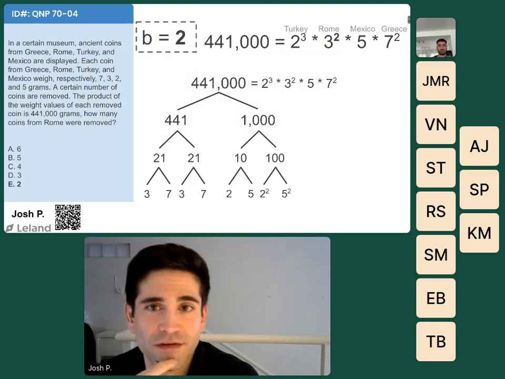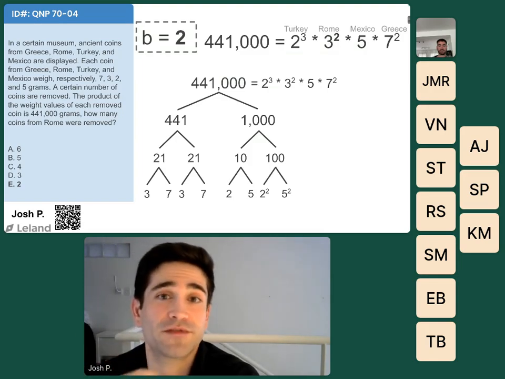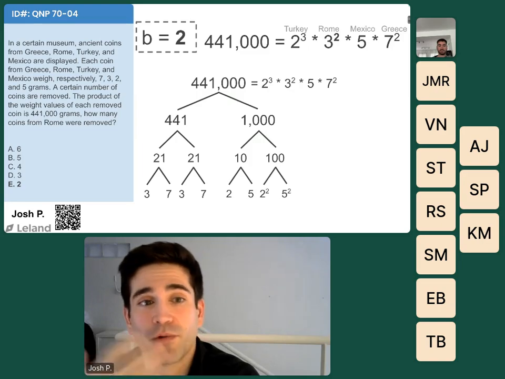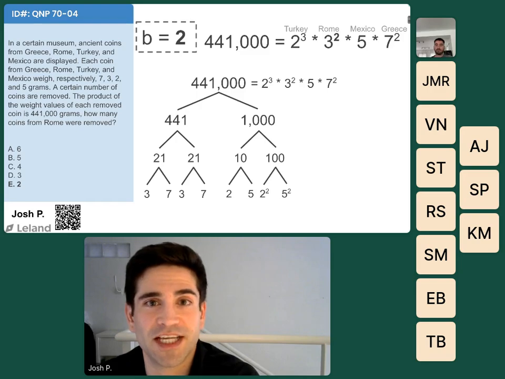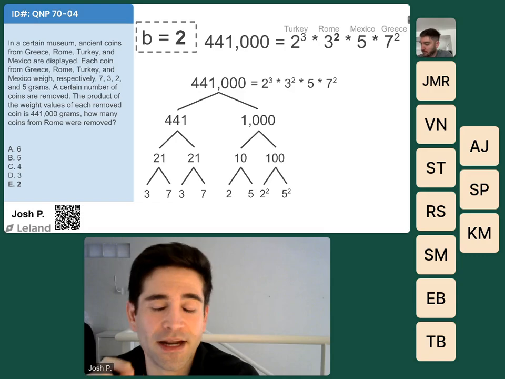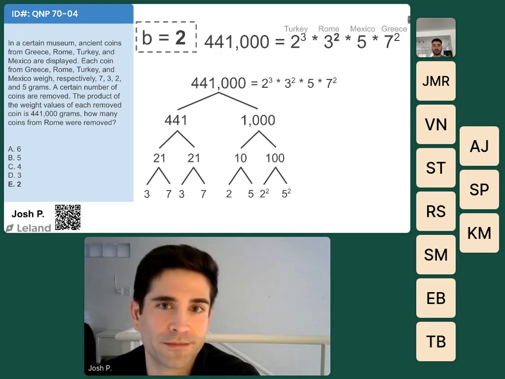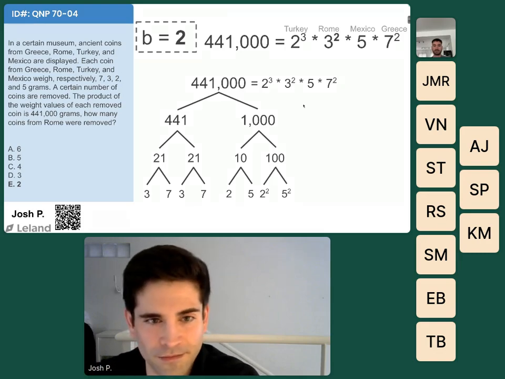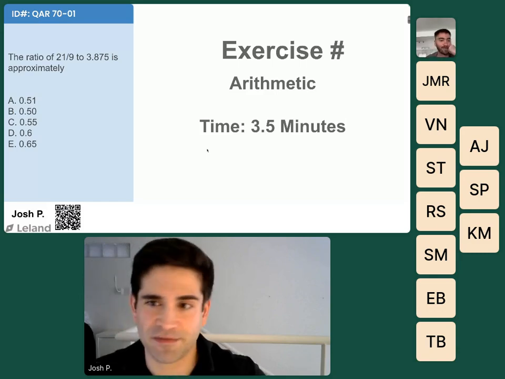On the quant section of the GMAT, the math is not hard. What is hard is understanding the math you have to do. So it's extremely important to get accustomed to how the GMAT phrases certain types of questions and really try to understand what you're being asked to do. That is the difficult part of the GMAT. The execution of what you must do is rarely difficult. Great. Let's go on to the next exercise. You have 3.5 minutes.